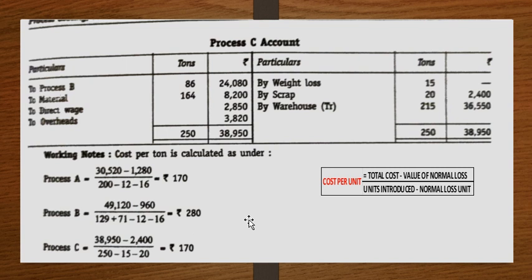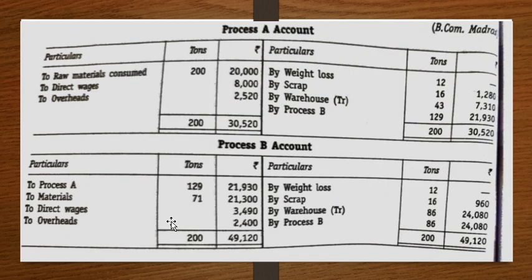48,160 divided by 172 will give you 280. So it is rupees 280. The number of tons transferred to the warehouse is 86. So 86 into 280 will give you 24,080. As it is 50-50, an equal amount will be transferred to the warehouse and to the next process. So this is the end of your process B.